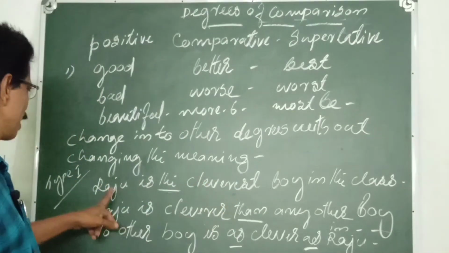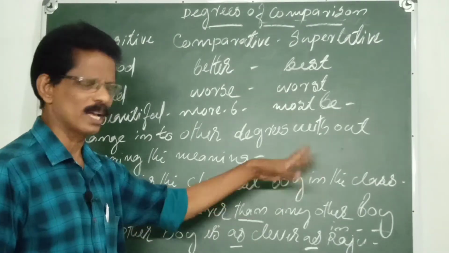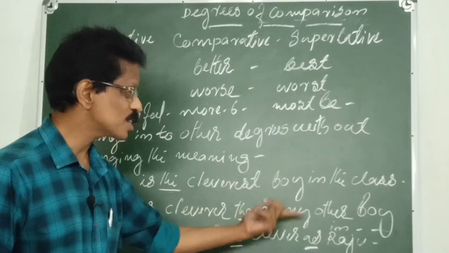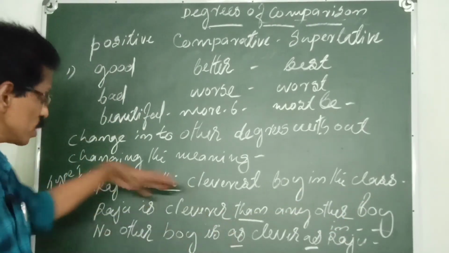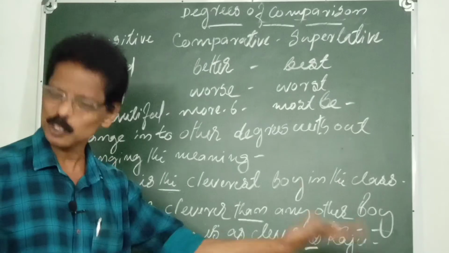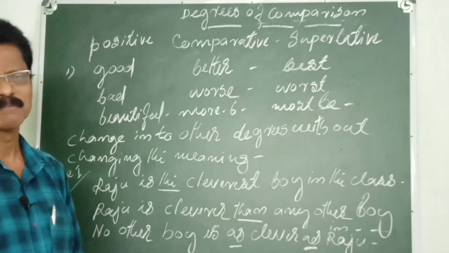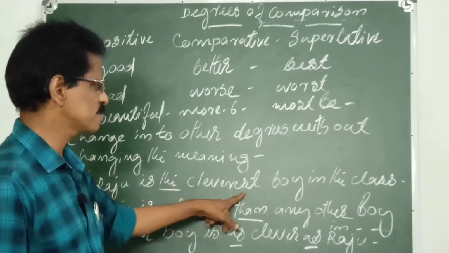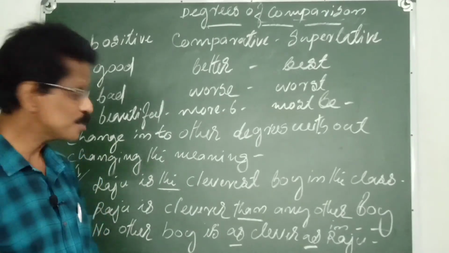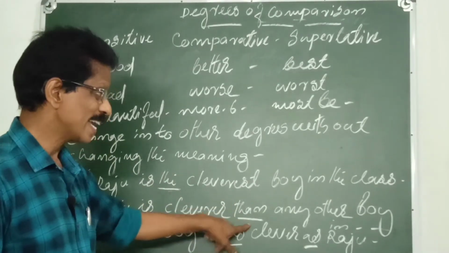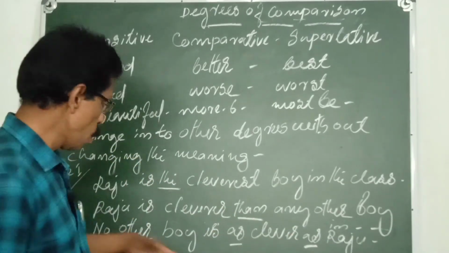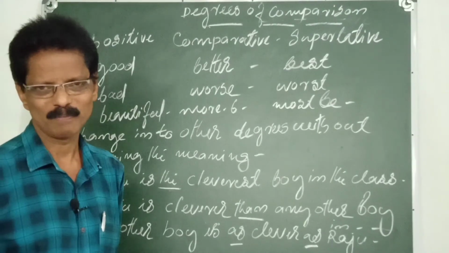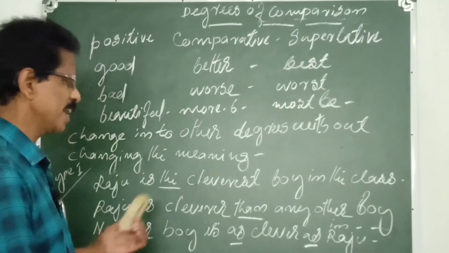Take another example. Rahul is the most intelligent student in our class. Can you say the answer? Rahul is more intelligent than any other student in our class. No other student in our class is as intelligent as Rahul. Or any other example you take: Kakinada is the most beautiful place I have ever seen. Kakinada is more beautiful than any other place I have ever seen. No other place I have ever seen is as beautiful as Kakinada. Is it clear to you? You can change any sentence in this way.